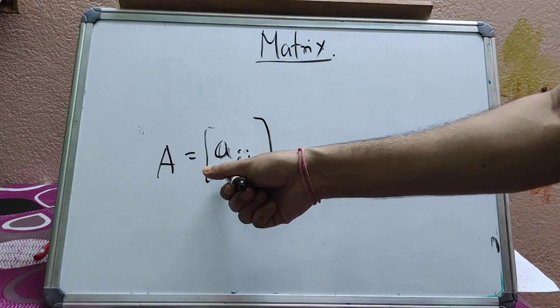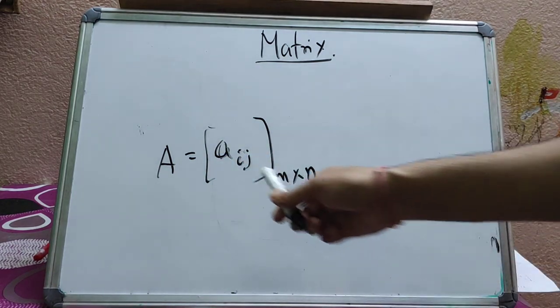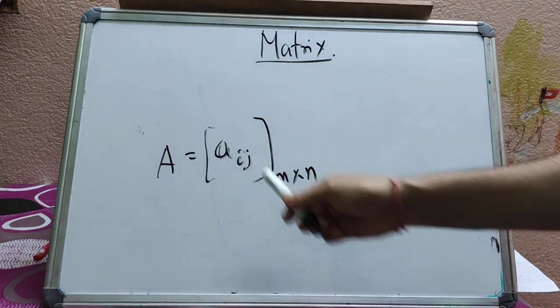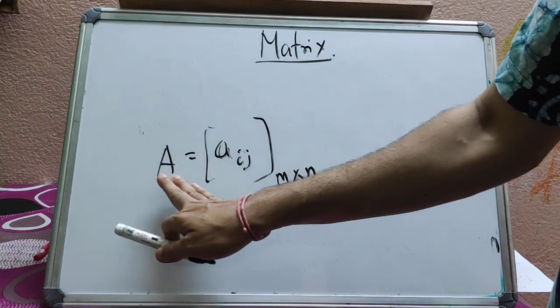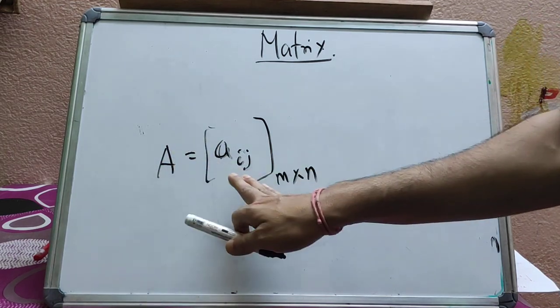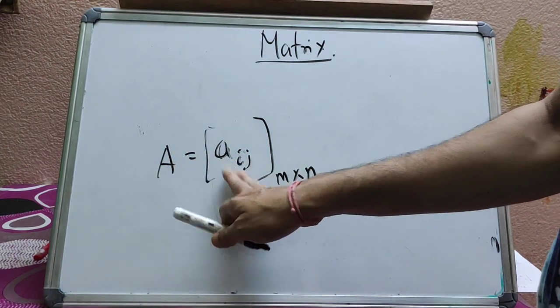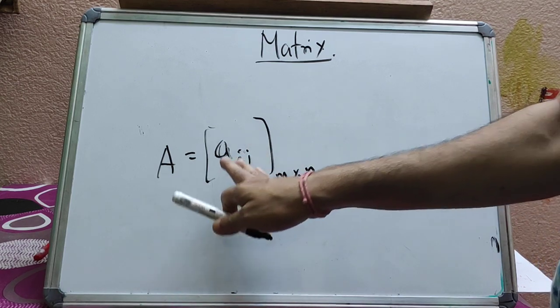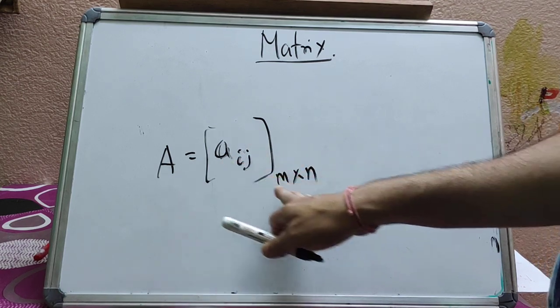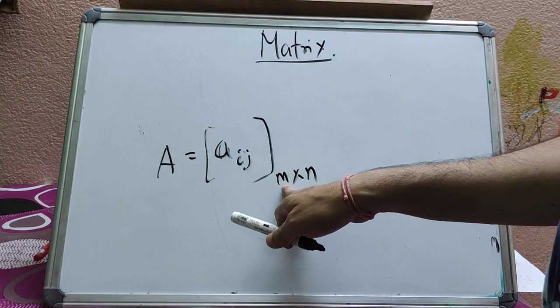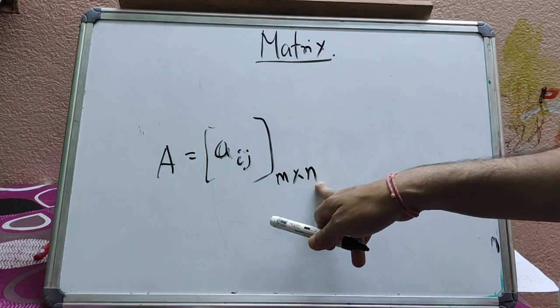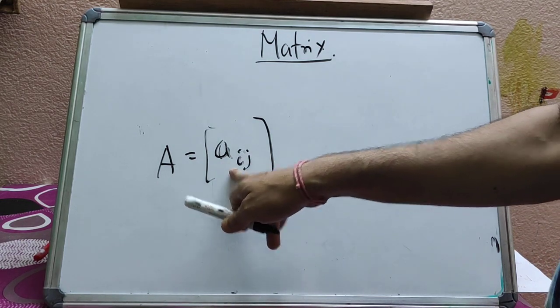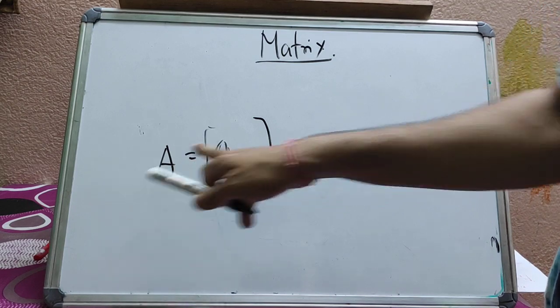Here the elements aij, this means the A matrix is comprised of these elements aij, which has m rows and n columns. aij are the elements of A.